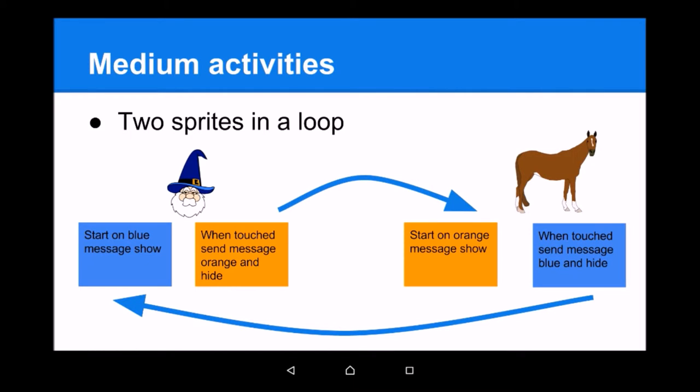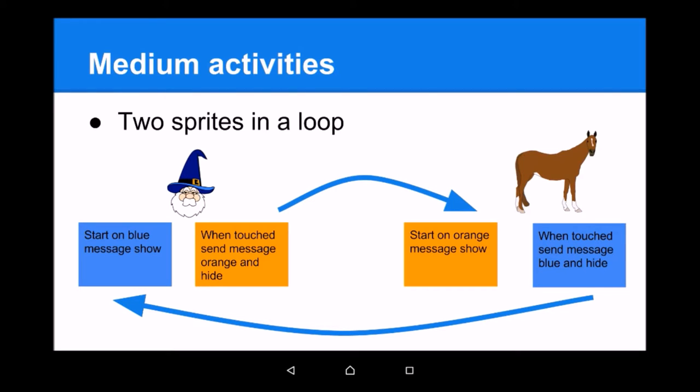So it continues. If you were going to act this out as a class before you get to the programming side of things, you would have half the class as wizards, and they would probably have a blue card, and the other half of the class as the horse with an orange card. And so you'd get one of the two to sit down.